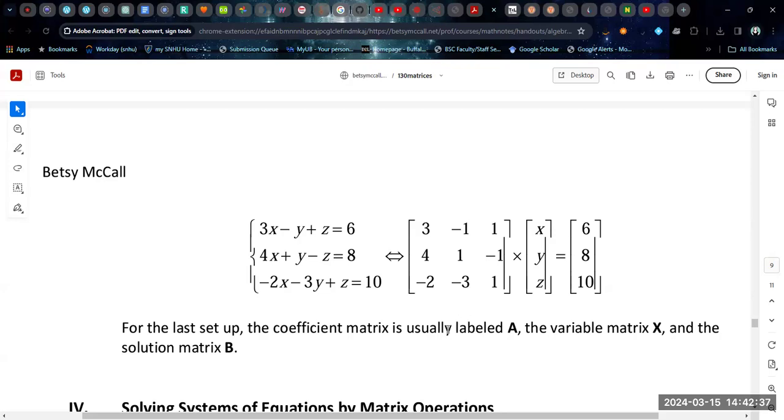In the next video, we're going to talk about strategies for solving systems of equations once we have our system of equations in the proper form.